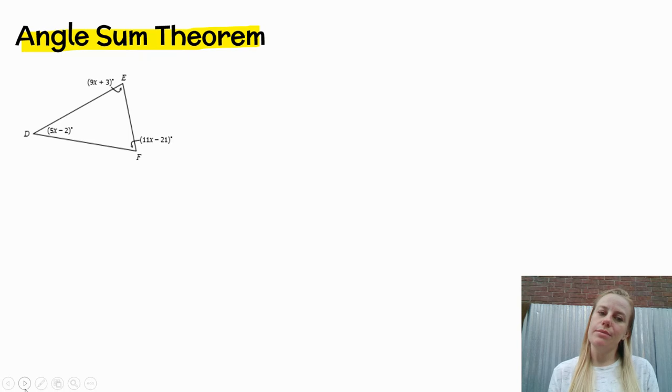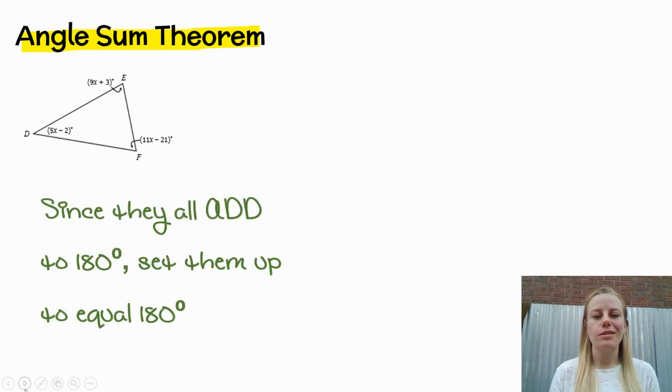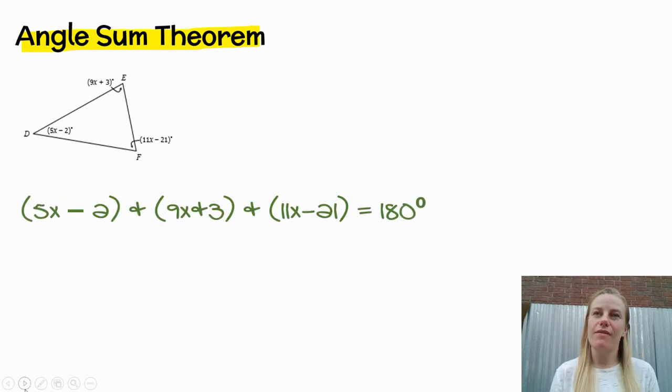You're going to see some examples that look like this. Instead of having numbers for our angles, it's going to have an equation. And since they all add up to 180, we know that. We knew it before. It's reiterated today. We set them equal to 180. So 5x minus 2 plus 9x plus 3 plus 11x minus 21 equals 180.